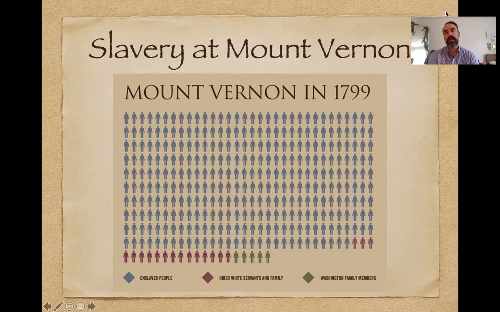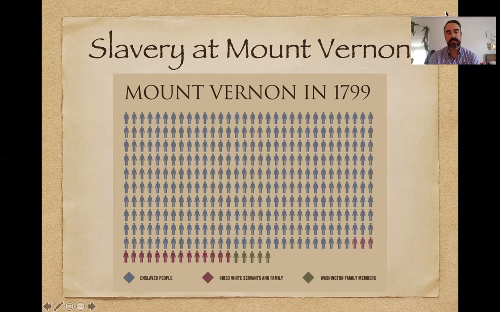But this is an example of what Mount Vernon would have looked like in 1799, which would have been the year that Washington died. And you can see that the number of enslaved individuals that were working at Mount Vernon, compared to the hired white servants, and then the Washington family members is just startling to see. The majority of blue on this graphic that we see here, right? And this needs to be understood.